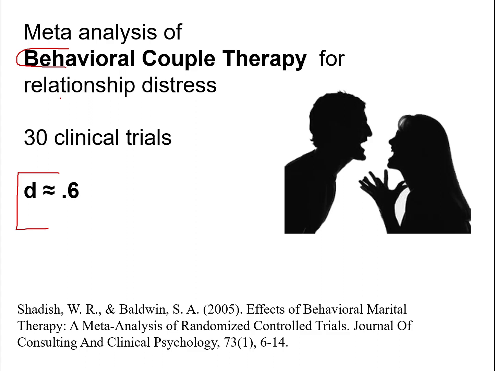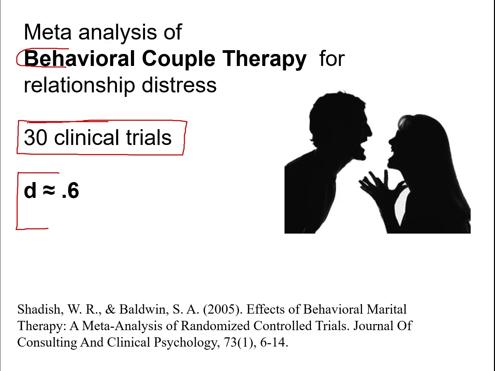They're taught how to listen to each other, sometimes how to paraphrase each other before they take speaking turns, how to express their own thoughts and feelings and ideas to each other in ways that don't blame each other. And that would be behavioral couple therapy for relationship distress. And this meta-analysis is based on 30 clinical trials, so a fairly large number of studies have been conducted testing the effectiveness of behavioral couple therapy for relationship distress.